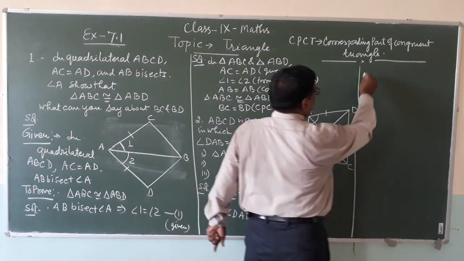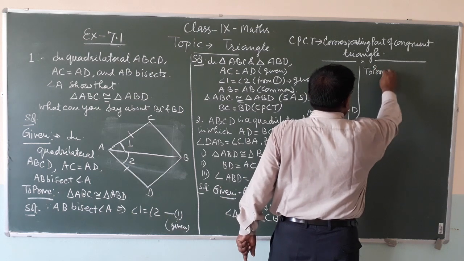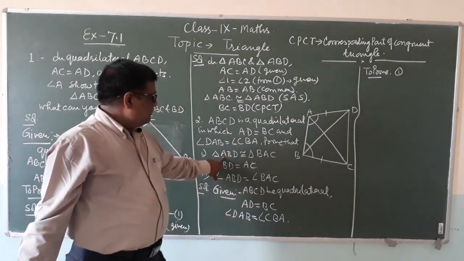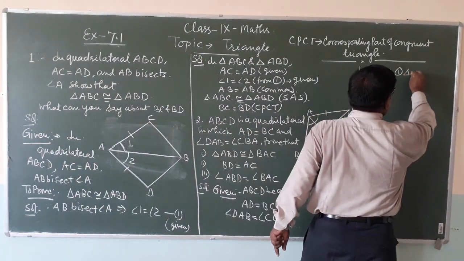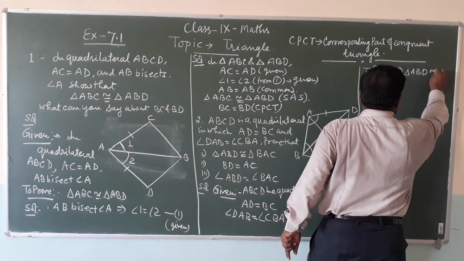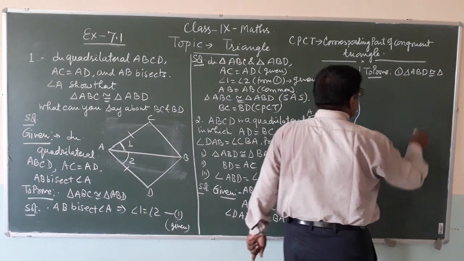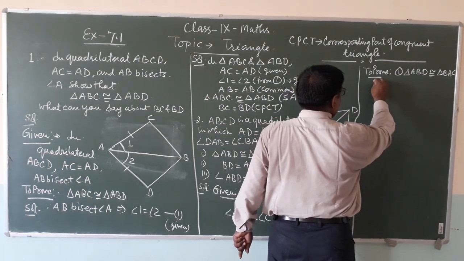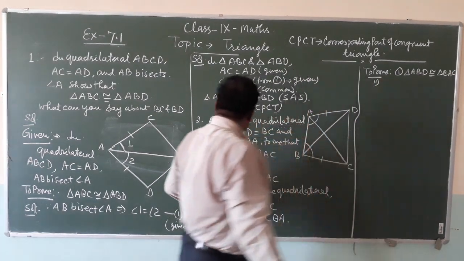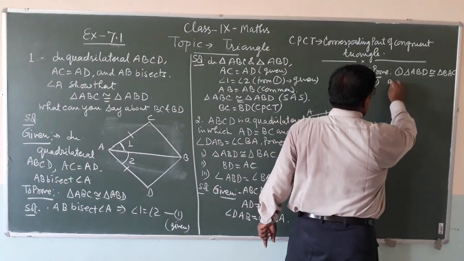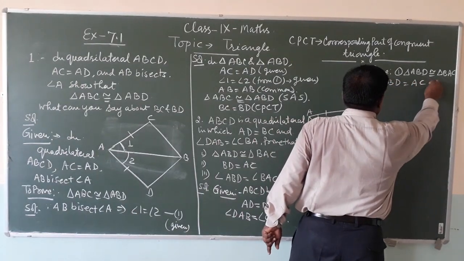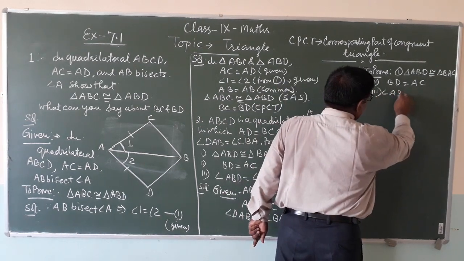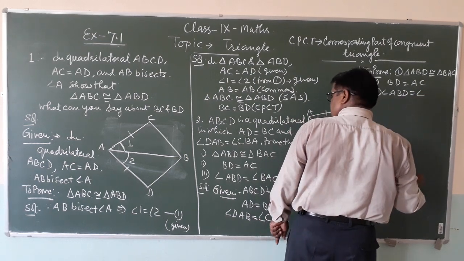Now our proof, that is, to prove: first, triangle ABD is congruent to triangle BAC. Second, BD is equal to AC. And third, angle ABD is equal to angle BAC.